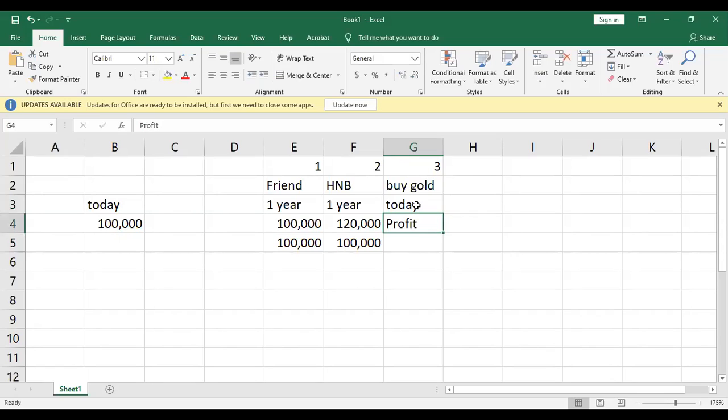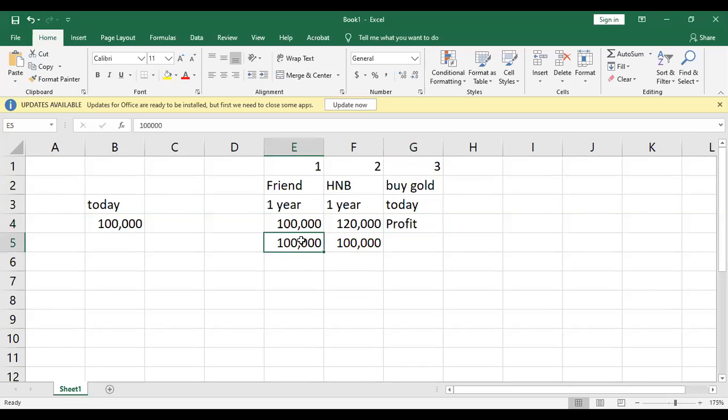Then this time, what will be your preference? Option 1 or 2 or 3? Most probably you will choose option 3. It's a consumption purpose, right? So when we look at the scenario, there are three things you should consider.